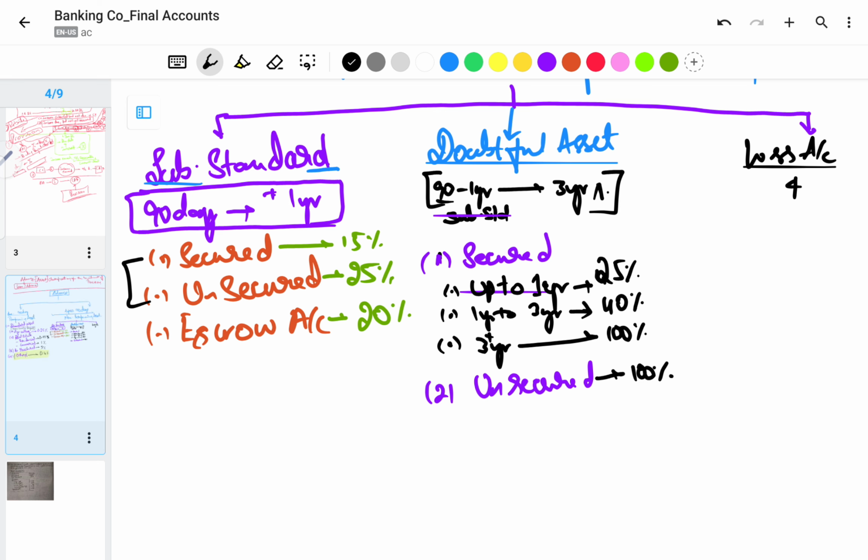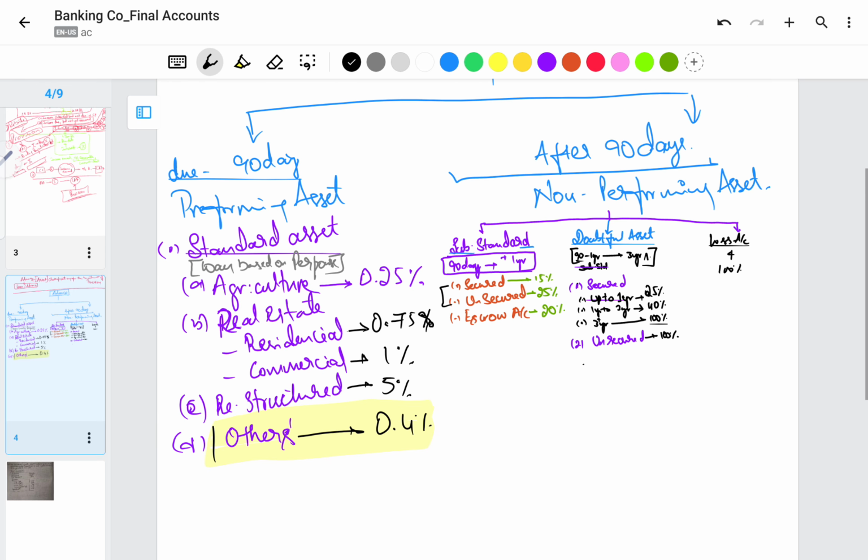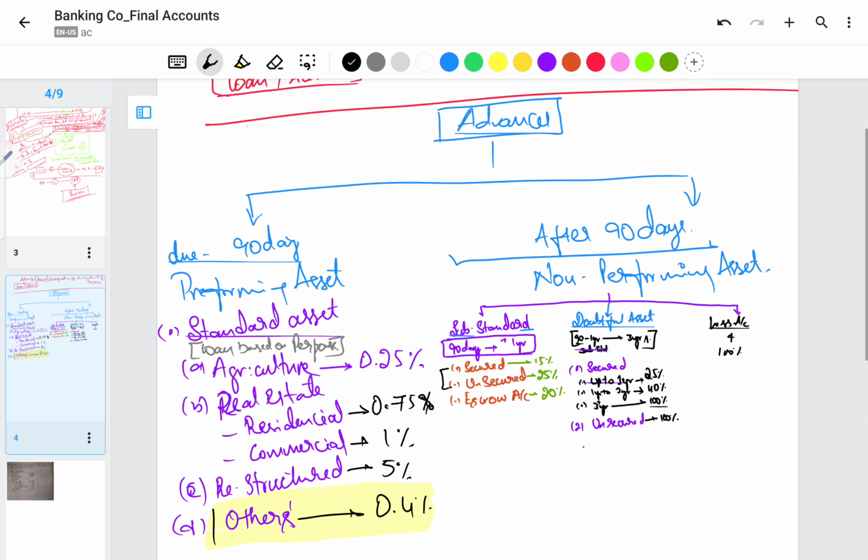For this, there is no timeline. Even after doubtful assets, until the bank believes that the client may repay, it will be considered under doubtful. But after 3 years, 100% provision needs to be created. Then the day the bank loses trust in the client, it is considered a loss asset. The provision is 100%. Is that clear till here? Now, based on the same, let's discuss the problems.